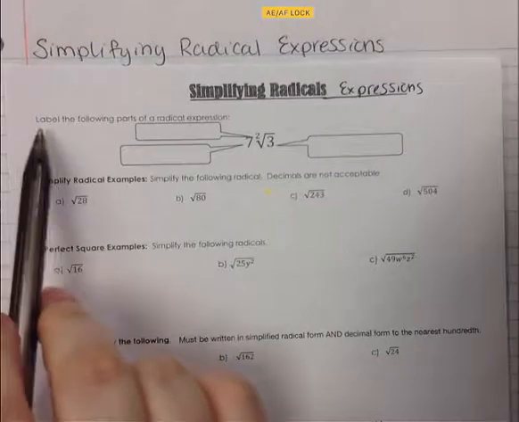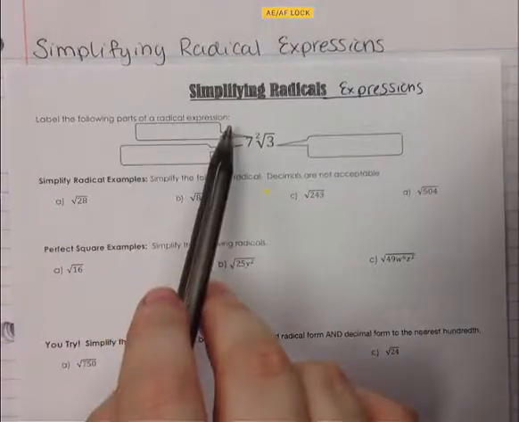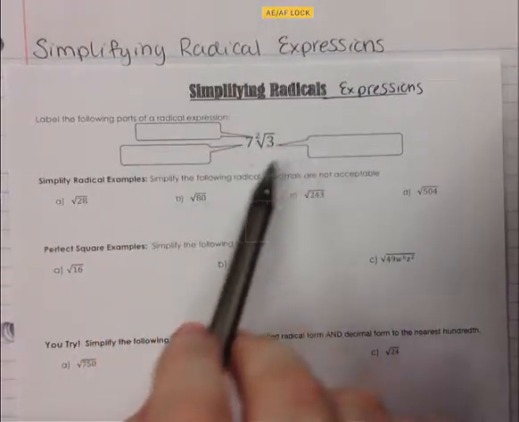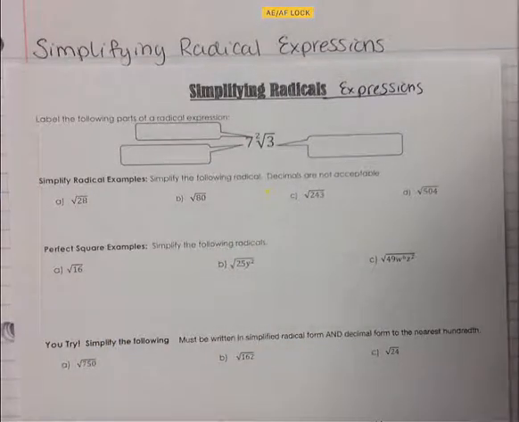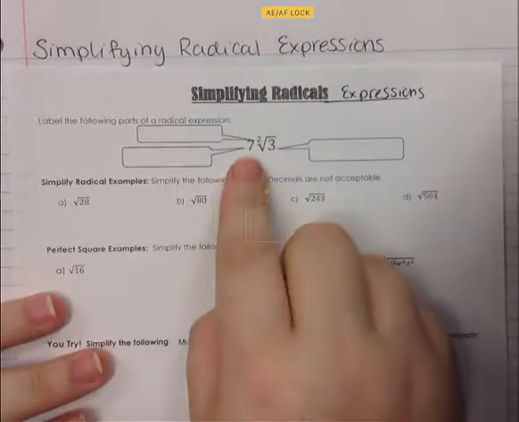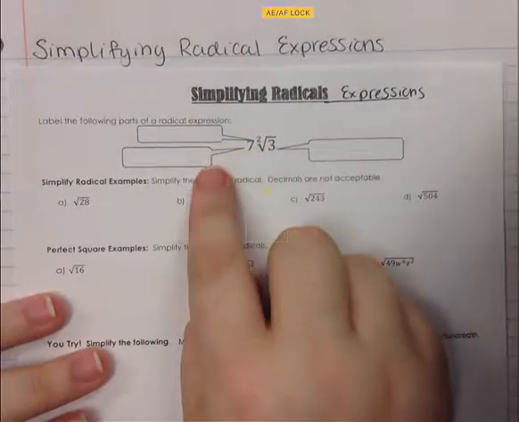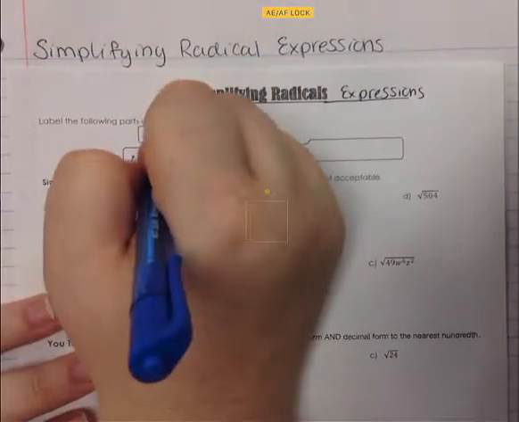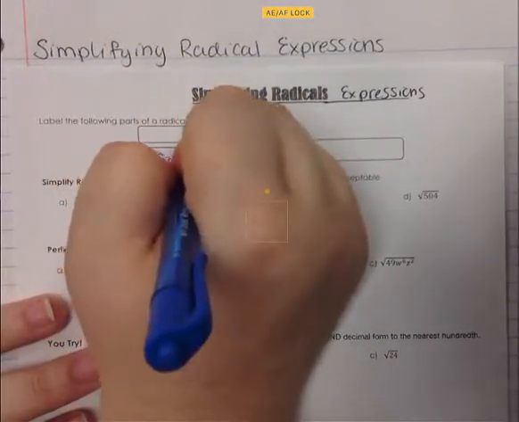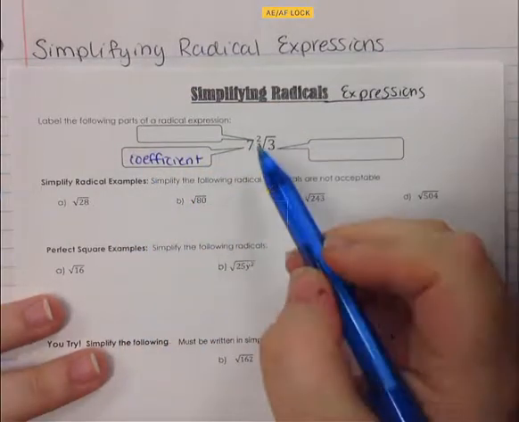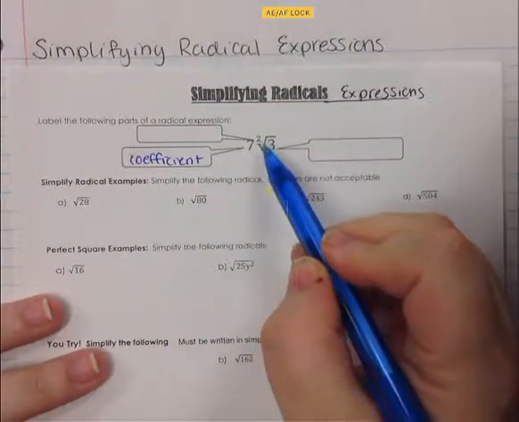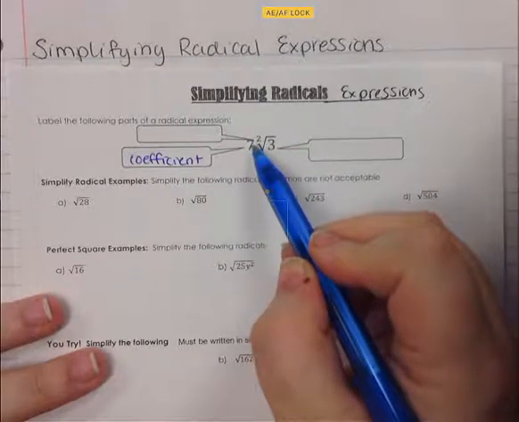So the first thing we're doing is labeling the following parts of a radical expression, because when I say these words, I'm going to use the vocabulary to explain everything, and you have to be able to know which part I'm talking about. So the first part, the 7, is called the coefficient. Coefficient is a number multiplied to an expression. That 7 is multiplied to the square root of 3. So the 7 is your coefficient.